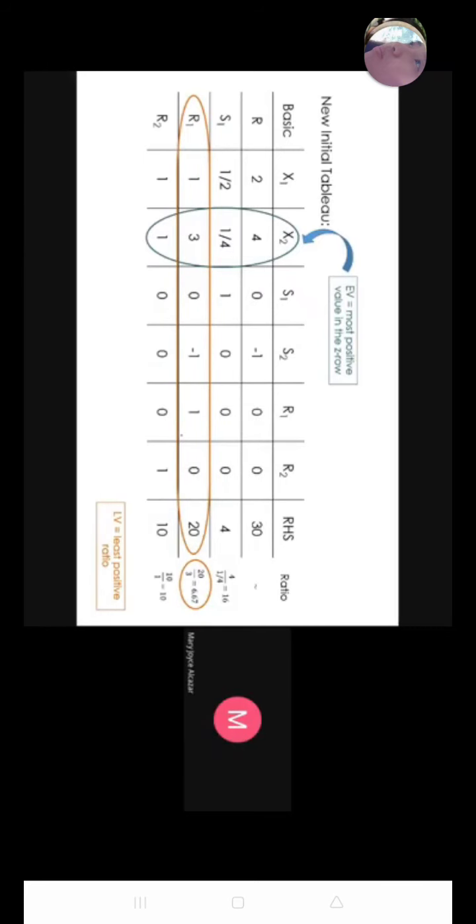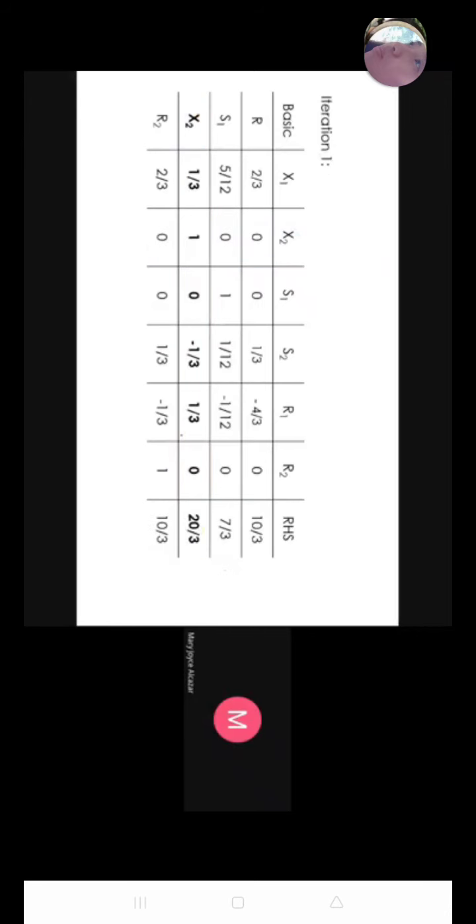After that, proceed with the Gauss-Jordan computations and solve for the values in iteration 1. So this is the resulting iteration 1. I will not solve them one by one, just identify or verify if the values here are correct. After that, you need to find again if there is a positive value in the R row. We have 2/3 and 1/3, and the higher value is 2/3, which is under x1. So that is now our entering variable.